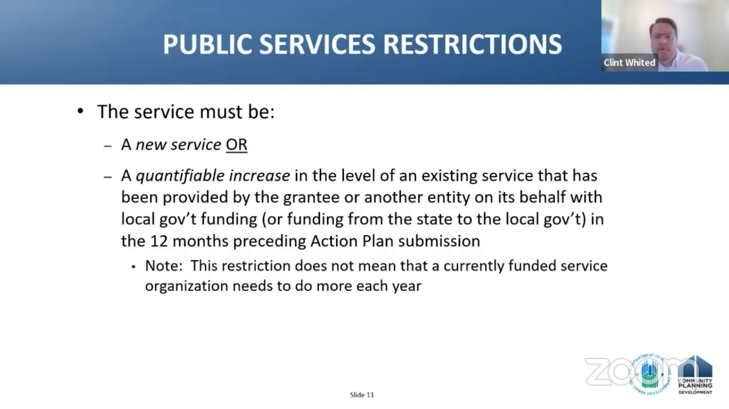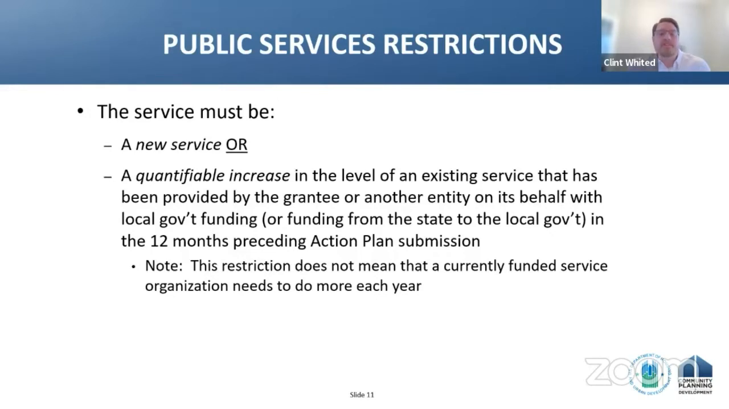There is one important distinction and caveat to understand with new service or quantifiable increase. If the service is already CDBG funded, and let's use a slightly different example, let's say you funded a child care center with CDBG in fiscal year 2021, and you're considering funding that child care center again in fiscal year 2022, you do not need to require that that program increase its services.